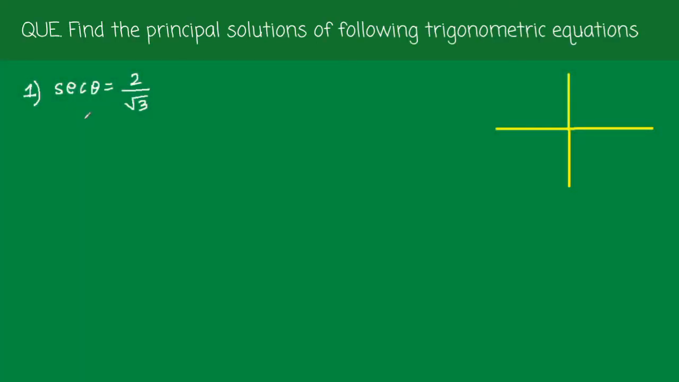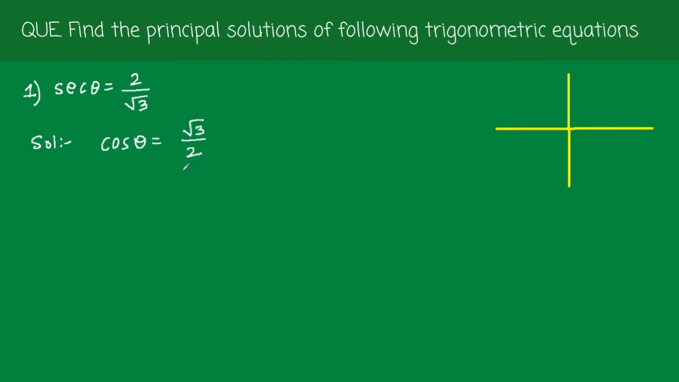Let's start with example number 1. Sec theta equal to 2 upon root 3. If we want to find out principal values of theta, it means the values of theta in between 0 to 360 degree. Then first of all we will convert this sec into cos by taking its reciprocal. So while writing the solution, the first step will be to take reciprocal of sec theta, that reciprocal is cos theta, and obviously reciprocal of 2 upon root 3 is root 3 upon 2.